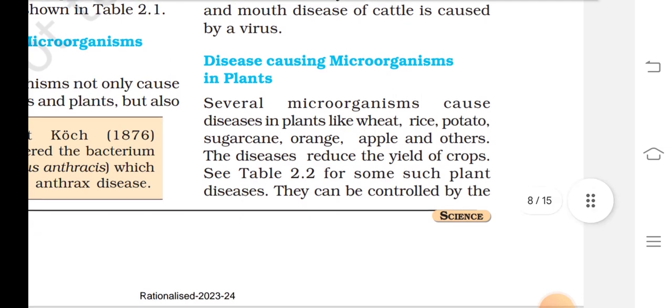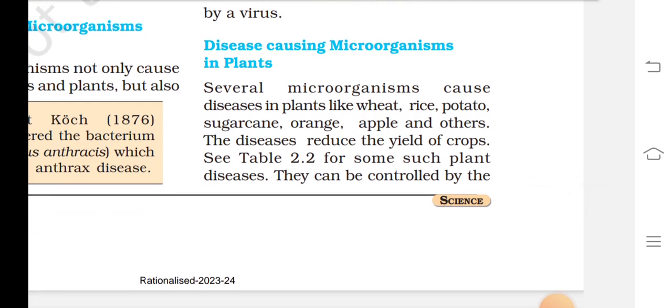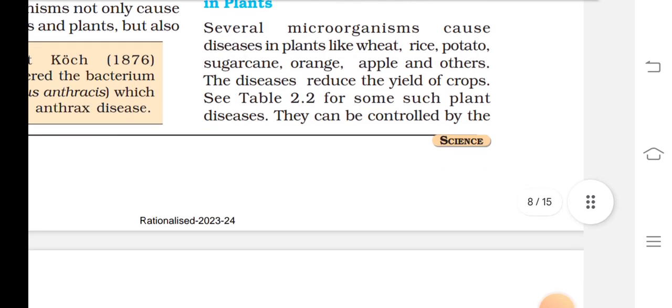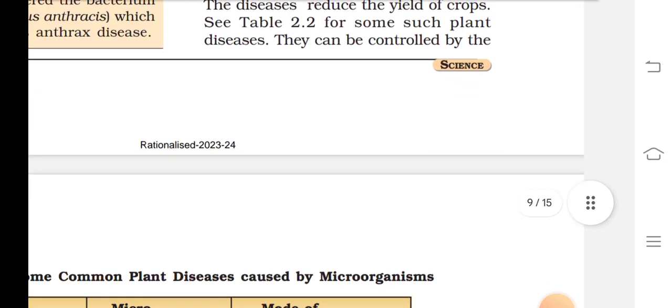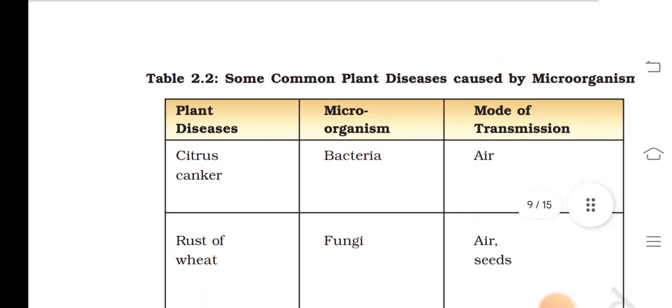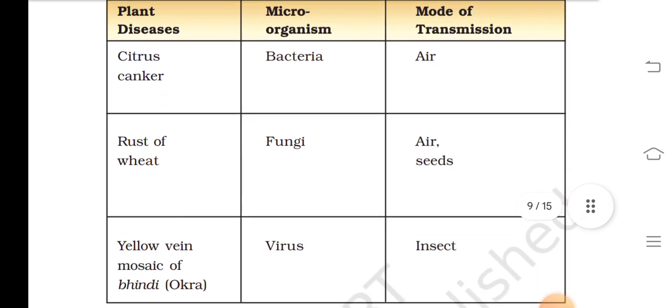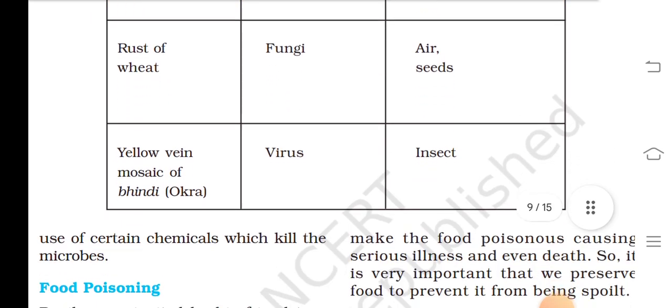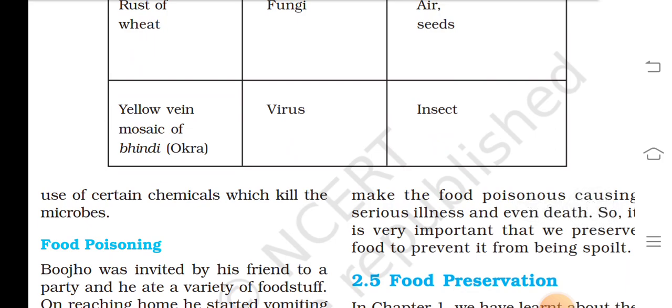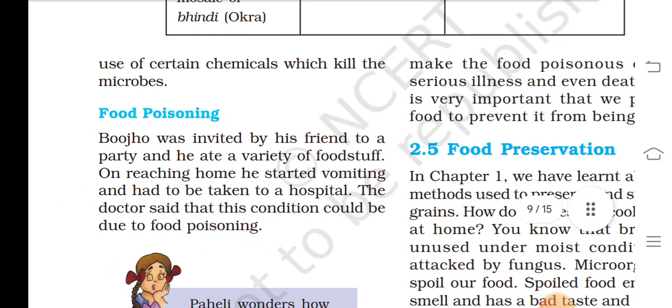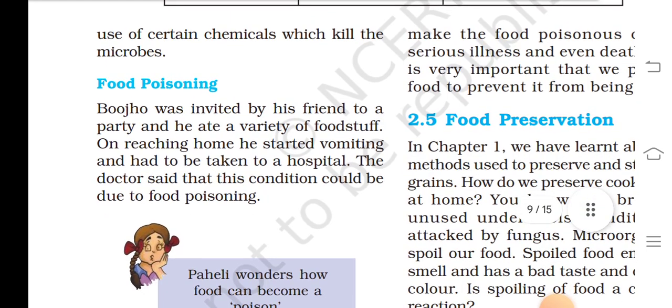Disease-causing microorganisms in plants. Several microorganisms cause diseases in plants like wheat, rice, potato, sugarcane, orange, apple, and others. The disease reduces the yield of crops. See Table 2.2 for some such plant diseases. They can be controlled by the use of certain chemicals which kill the microbes. Plant disease, microorganism, mode of transmission: citrus canker, bacteria, air; rust of wheat, fungi, air and seed; yellow vein mosaic, virus, insect.